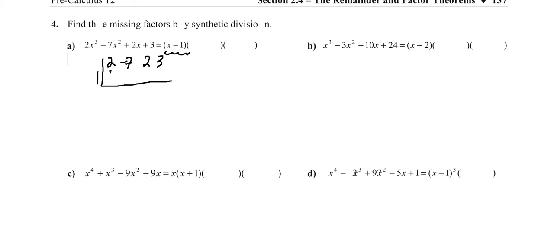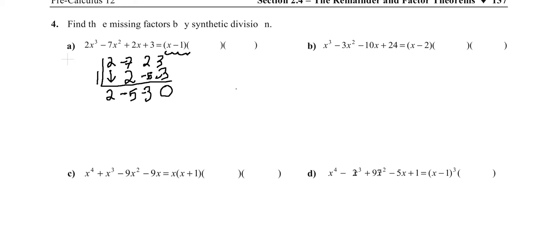So we're going to take our first point and move it down, then 2 times 1 is 2, -7 plus 2 is -5, -5 times 1 is -5, 2 plus -5 is -3, -3 times 1 is -3, which means we have a remainder of 0, which is what we want because we know this is a factor.